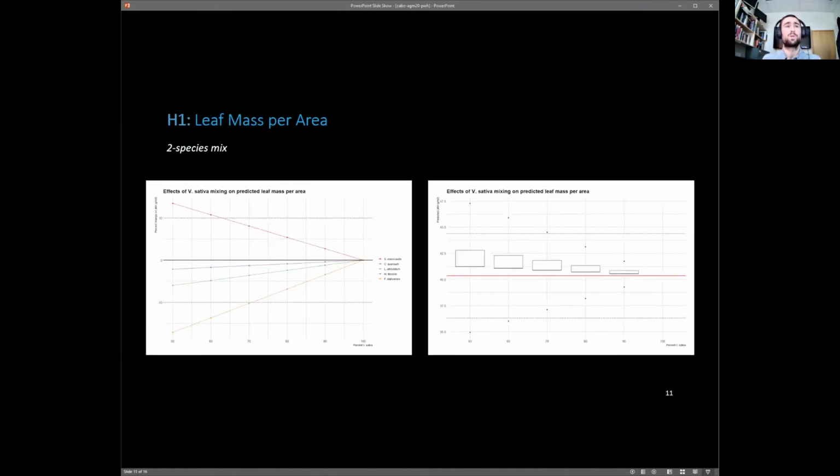The next is leaf mass per area. Again, a 2-species mix with V. sativa as the target species. And as we move towards a 50-50 mix with Camassia colmash, LMA performed relatively well. It was just outside our very stringent threshold of 10%.